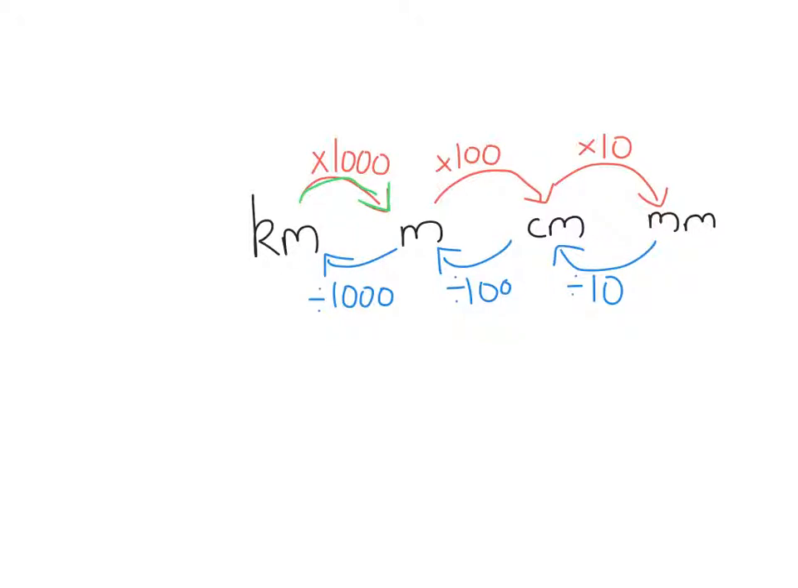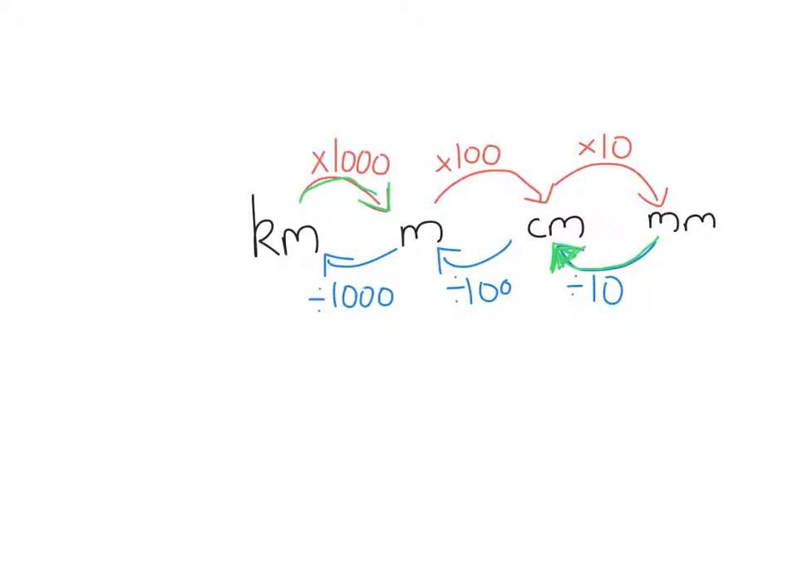So the rule of thumb is if you want to go from a larger unit to a smaller unit, you times, because there are more of the smaller unit. There are more meters than there are kilometers. If you want to go the other way, from a smaller unit like millimeters to a larger unit, you divide, because there are less of the larger unit, okay?